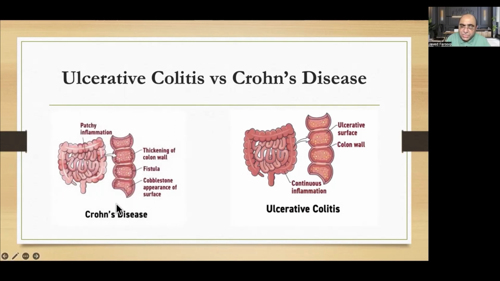While in Crohn's disease, as I said, there is a patchy inflammation in the colon and in the small intestine, and there's a cobblestone appearance of the surface. Here, these are ulcerative surfaces. Here is the cobblestone appearance of the surface. Fistulae may form, and the walls get thickened. So, thickening of the colon wall, fistulae, and cobblestone appearance of the surface.